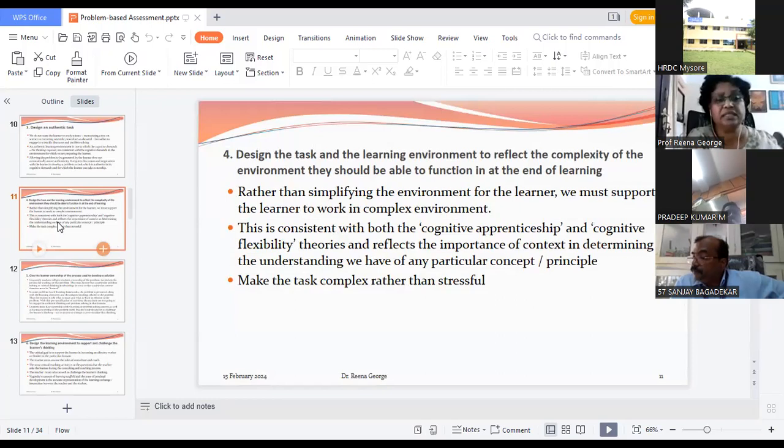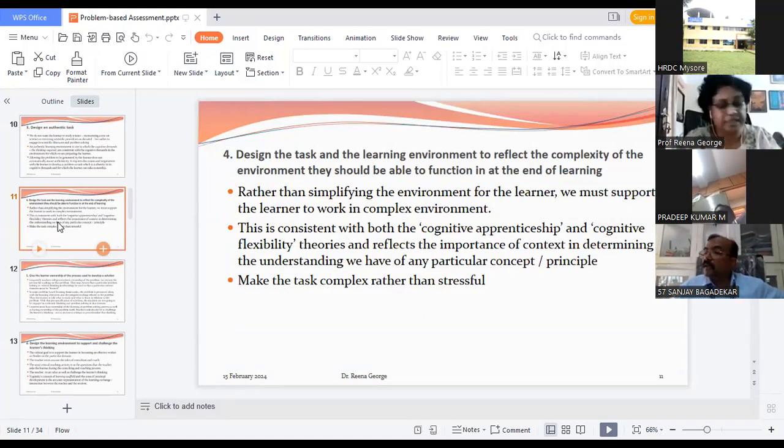So in constructivism, the teacher needs to design the task with the view of the end of learning in mind. That is, ultimately, the complex environment demands the simple learning. So this is consistent with the cognitive apprenticeship model. So make the task complex rather than stressful. Normally, what we do in the classroom is we make the task so complex and fix a deadline for the student that they become stressed.